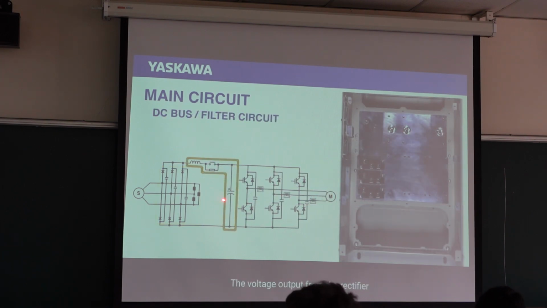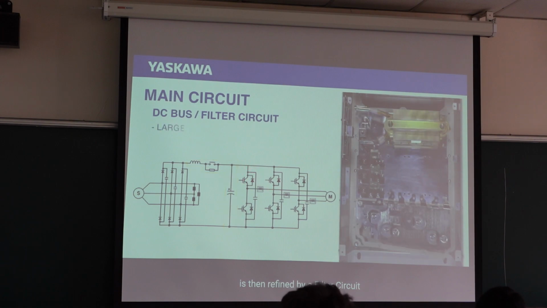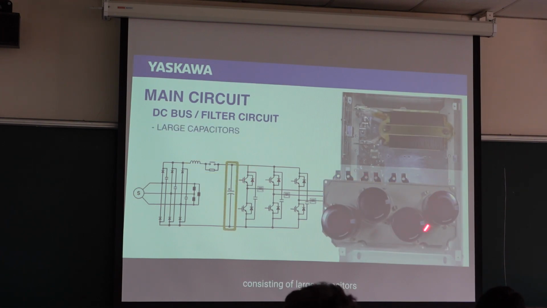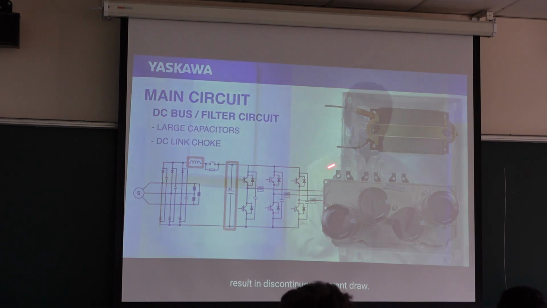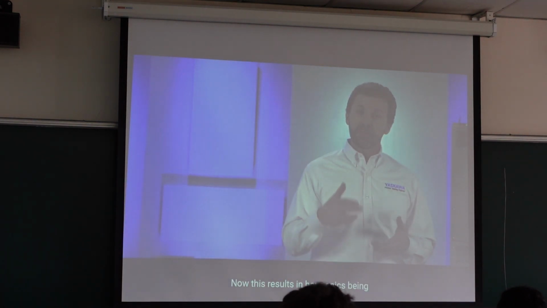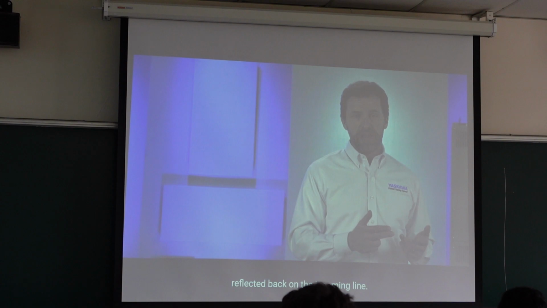The output voltage from the rectifier is then defined by a filter. So this is a capacitor, large capacitors, and in some cases, large DC inductance, a choke. An LC filter. In any system using a combination of a rectifier and a filter, capacitors may result in discontinuous current draw. The capacitor results in huge harmonics being reflected back on the incoming line.